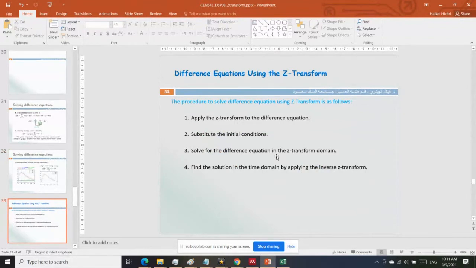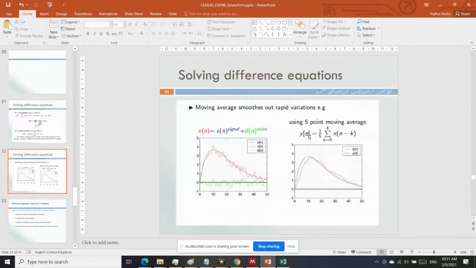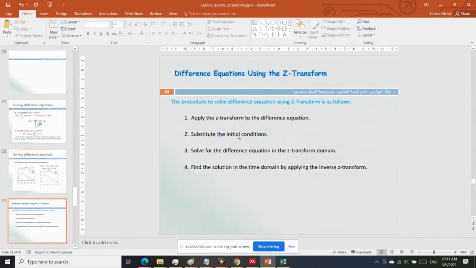So we need to solve these difference equations so that in the end we get yn, that is, what yn equals as a signal. So the procedure is as follows. We apply the Z transform to the difference equation. We substitute the initial conditions. We solve the difference equation in the Z transform domain. And then we find the solution in the time domain by applying the inverse Z transform. So we do the work in the Z transform domain.